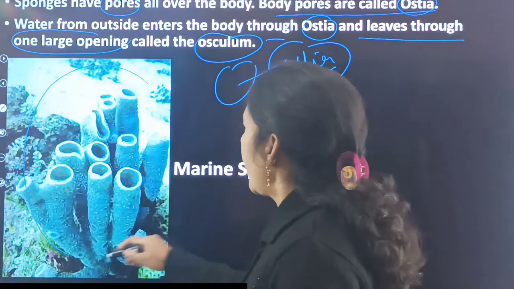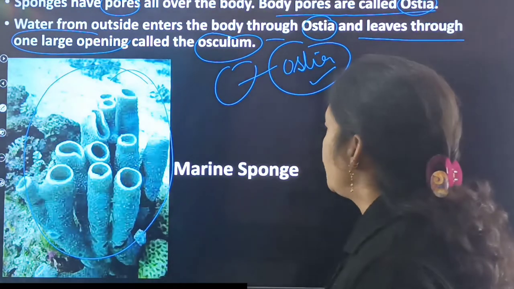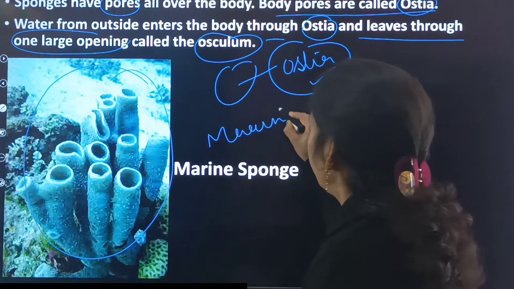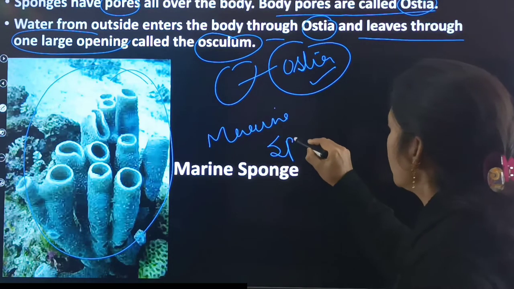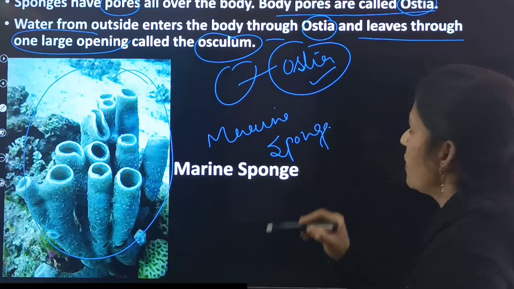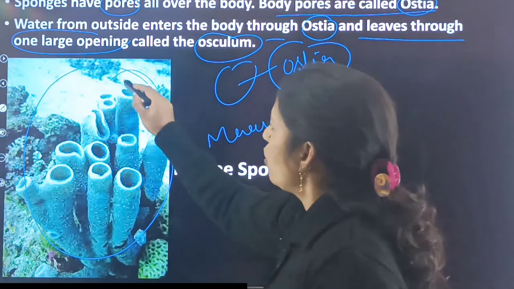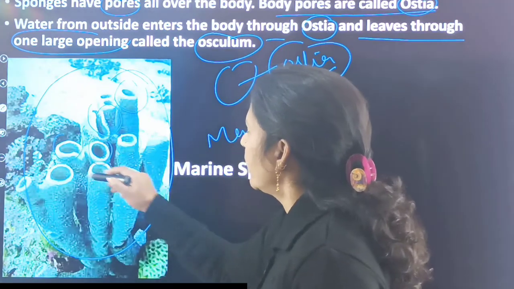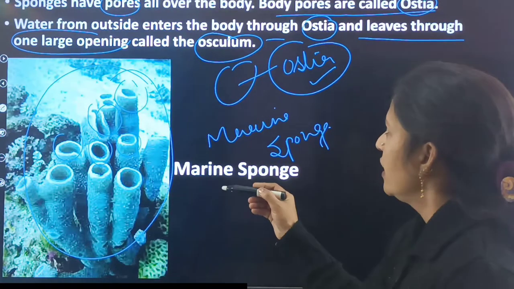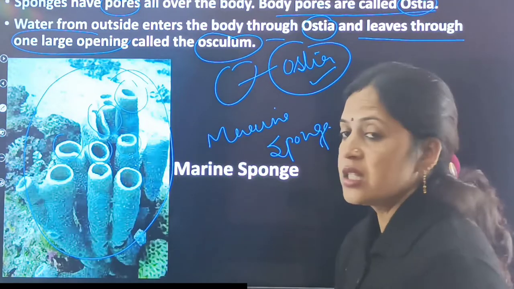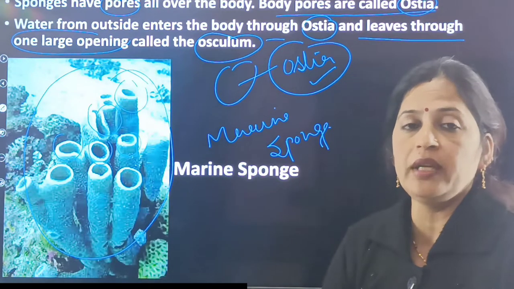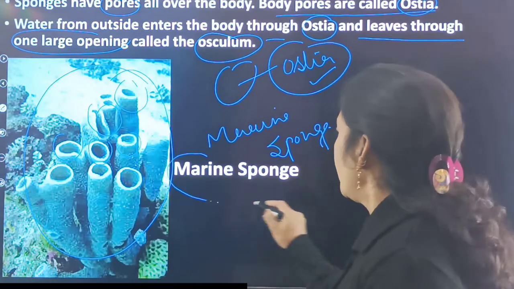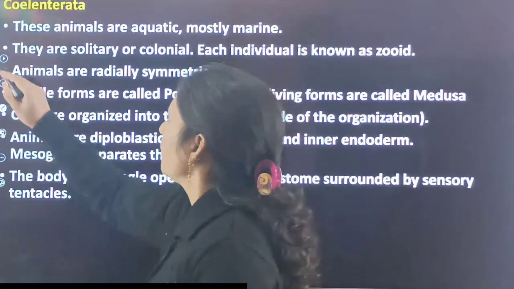This is the diagram of the sponges, and especially the marine sponge. This marine sponge has pores all over the body. Water enters from outside through the ostia, and the water leaves the body with the help of the osculum. So this is the diagram of the marine sponge.